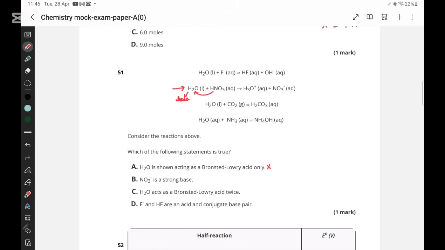NO3 minus is a strong base. If you see NO3 minus, as HNO3 is a strong acid, water is a base, so it is going to form a conjugate base, which is going to be a weak base. Conjugate base is weak base there. So this is not going to be the strong base. Option B is incorrect.